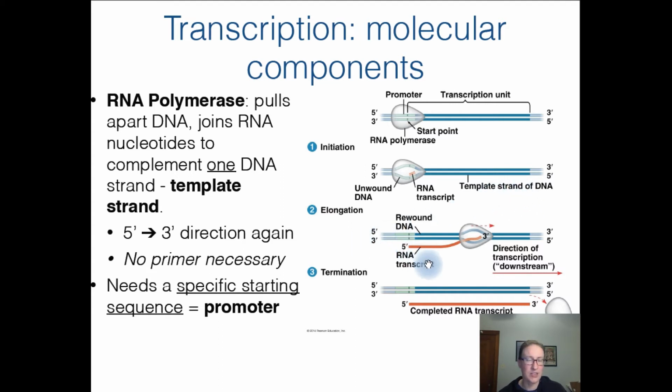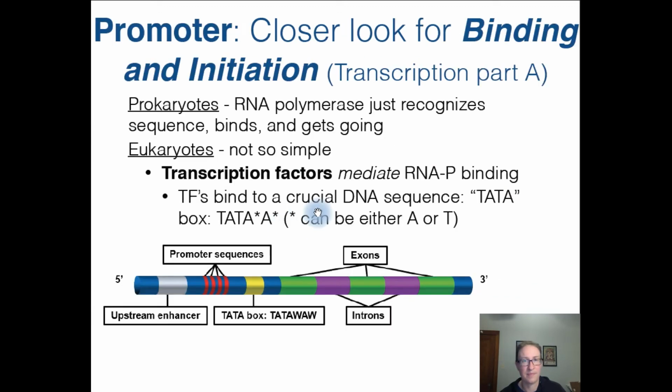There's a little bit more language to this also, which is that we refer to DNA that's in the direction of transcription as the DNA that is downstream of this promoter region. Okay, so let's take a closer look now at the binding and initiation step for transcription, part A. It's simpler in prokaryotic organisms than it is in eukaryotic organisms. In prokaryotes, it works just as I described. The RNA polymerase recognizes the promoter sequence, hops on, and gets chugging along, transcribing DNA.